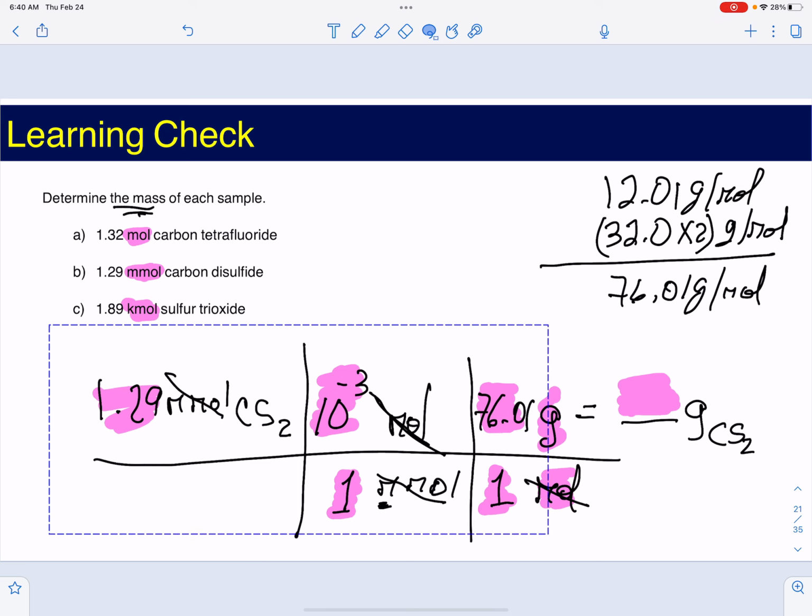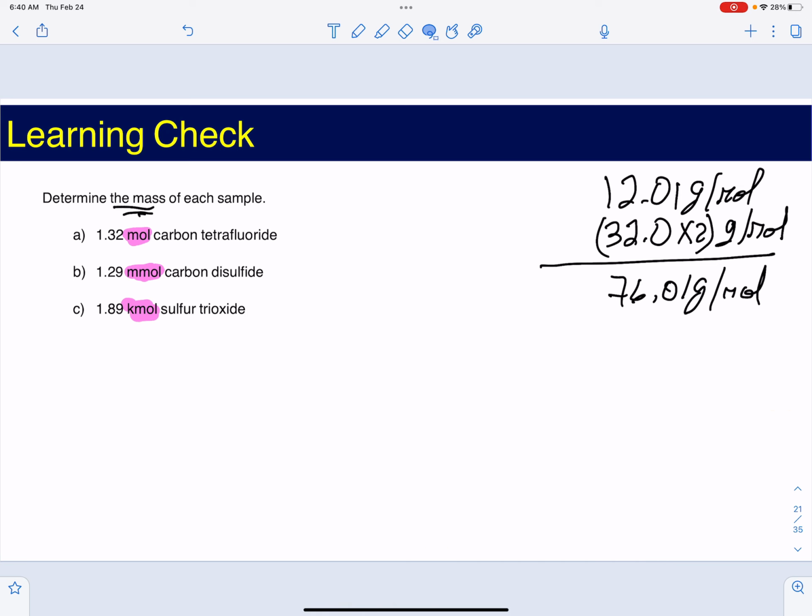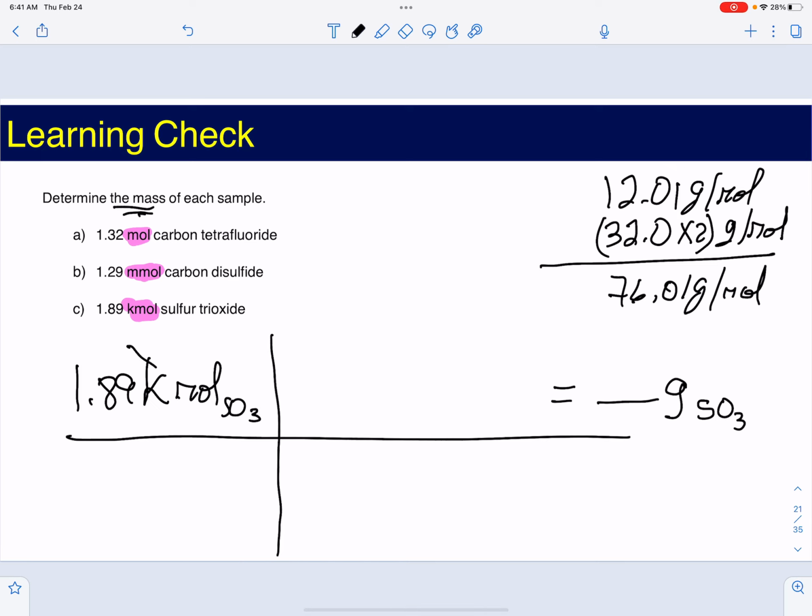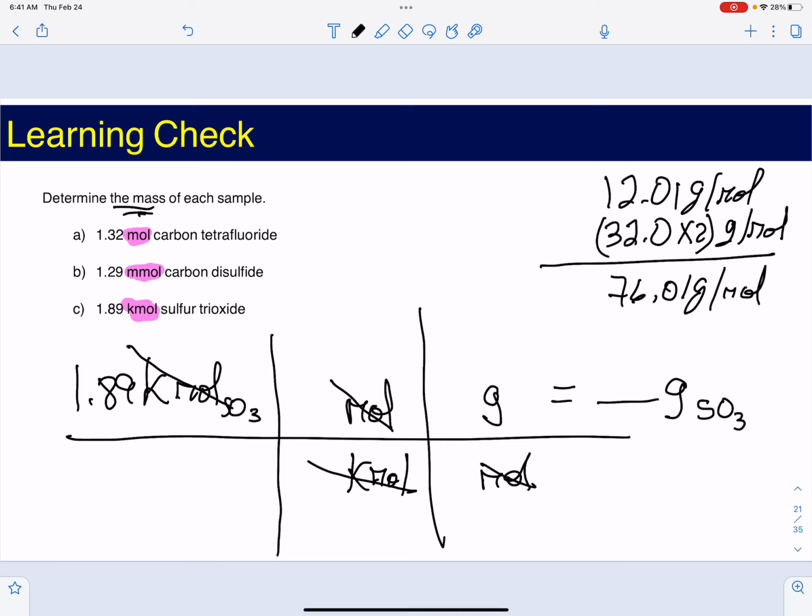So let's do the last one. The last one, you have 1.89 kilomoles, and given that, you're asked to find the gram. And we're talking about grams of sulfur trioxide. Sulfur trioxide. So we're going to get rid of the kilomoles. And you know that you're going to have to go to moles first. But you don't want moles, right? Because you want grams. And now we can do this.